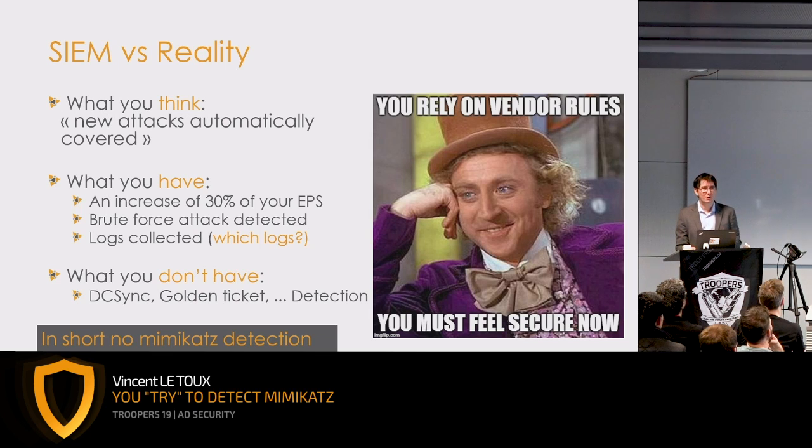So Sean has done some work on it, but if I look at the QRadar or Splunk documentation, it's not very clear. But what is clear is what you don't have. You don't have DCSync detection, you don't have golden ticket detection, and basically you don't detect mimikatz.